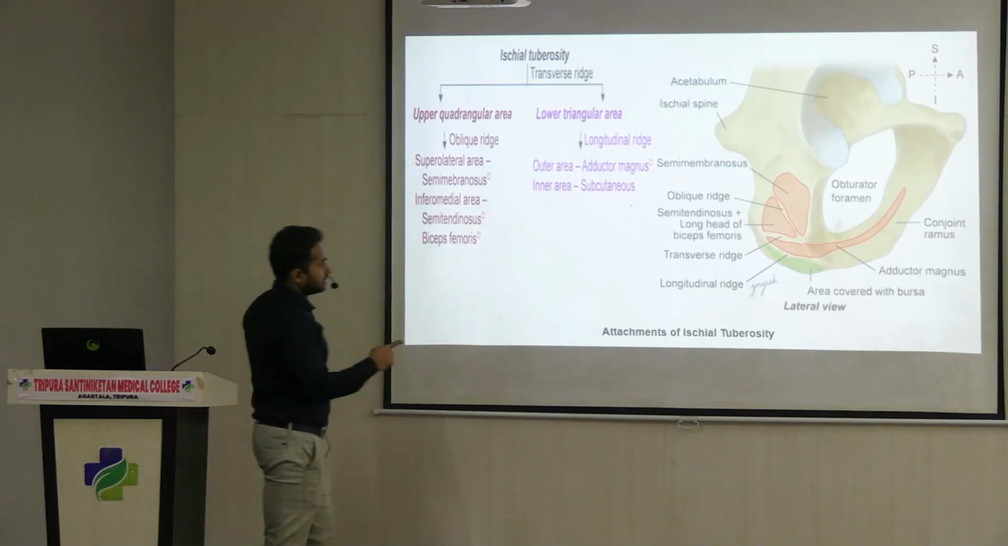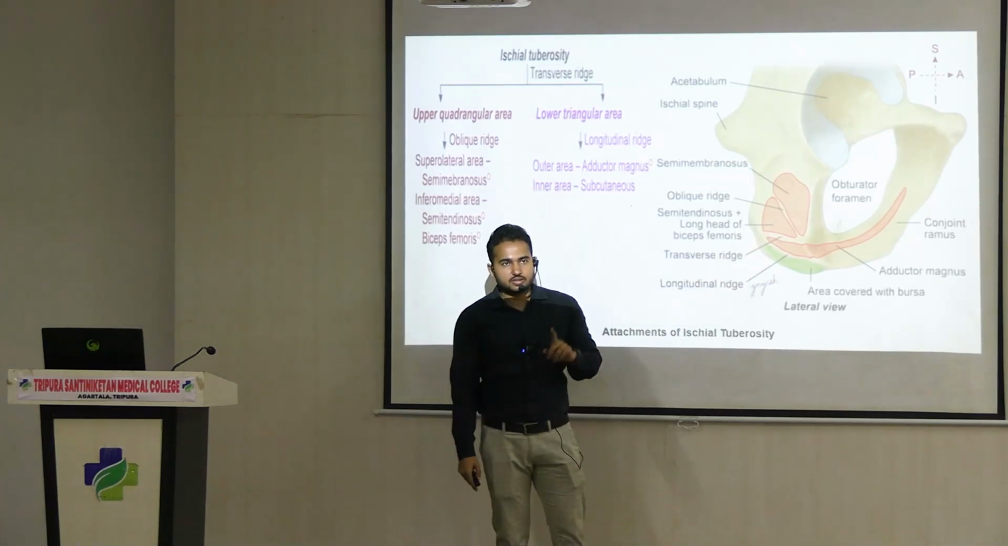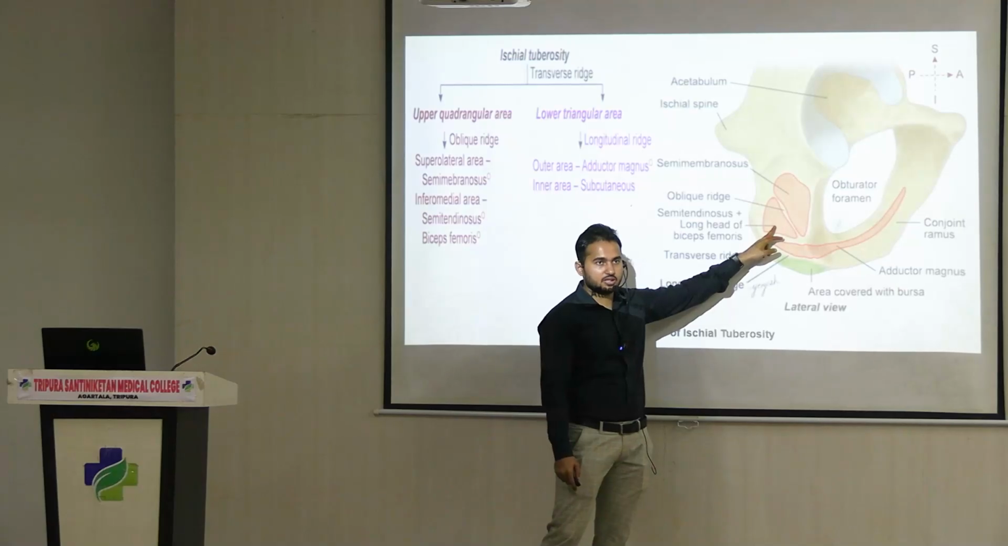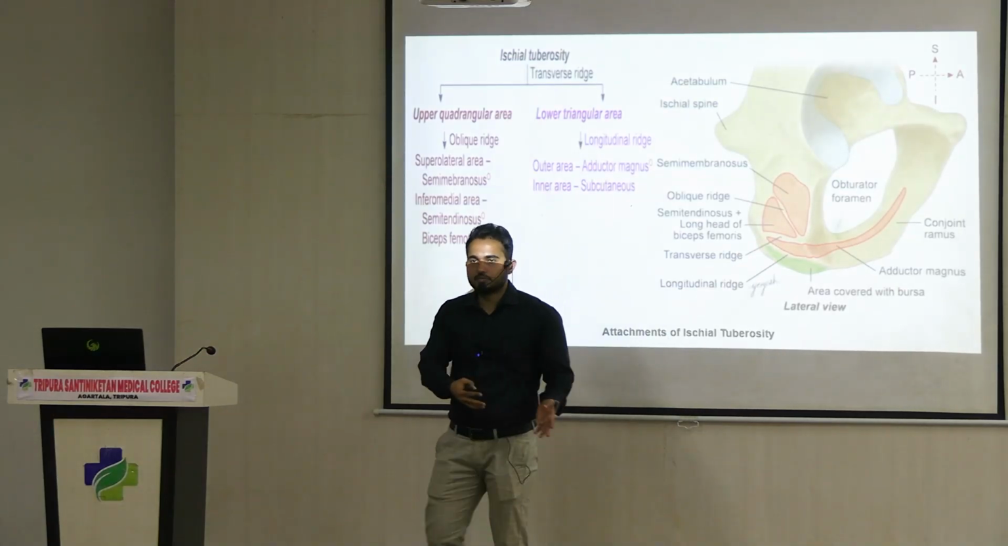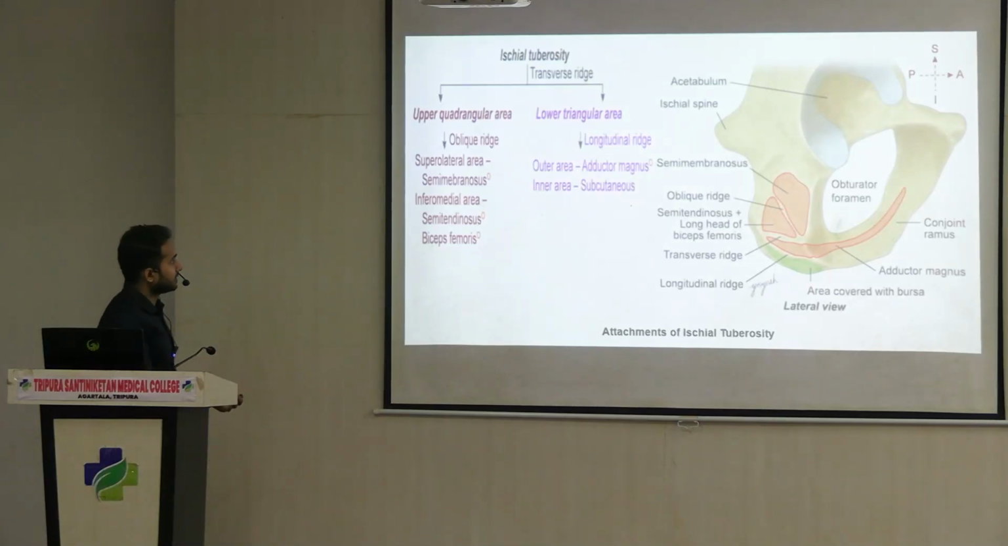Now everyone please see this particular part carefully. Why? The hamstring muscles' origin is taking place from the ischial tuberosity. Now, if you directly say arising from the ischial tuberosity, you are not correct, because that particular area is divided. How is it divided? On the ischial tuberosity, a transverse ridge is there. This transverse ridge divides it into an upper quadrangular area and a lower triangular area, as you can see in the diagram. In the upper quadrangular area, an oblique ridge is there, which divides it into a superolateral area and an inferomedial area.